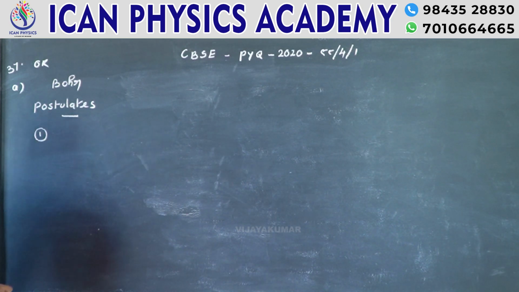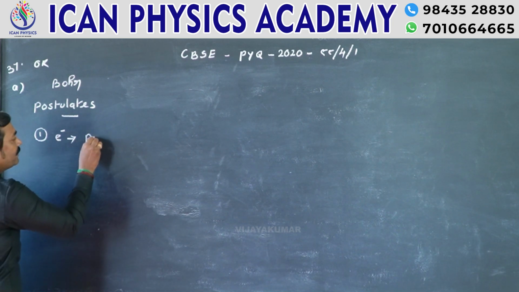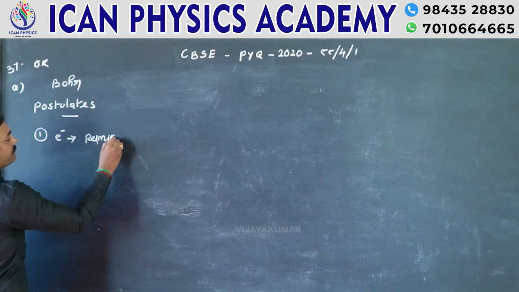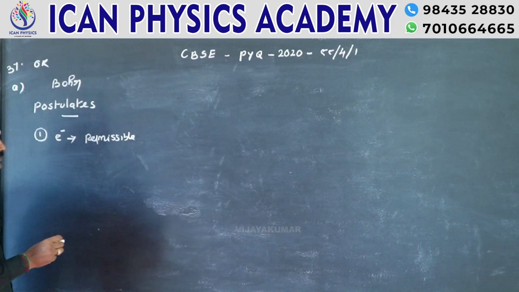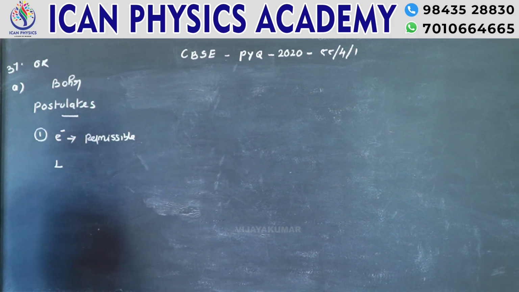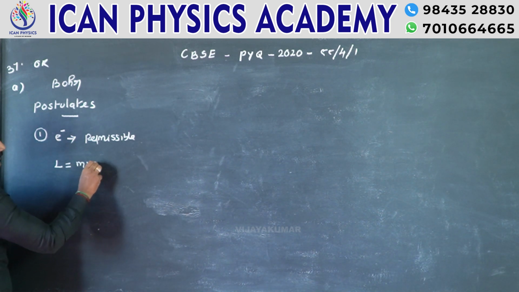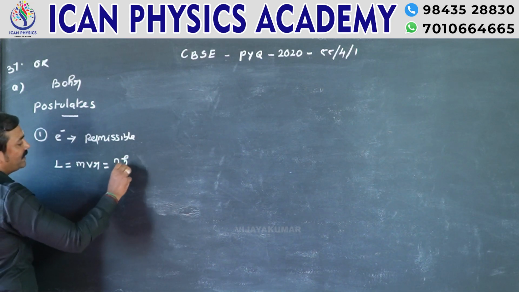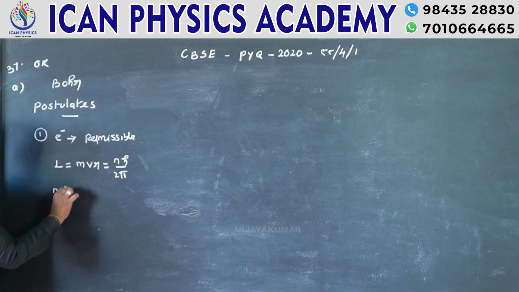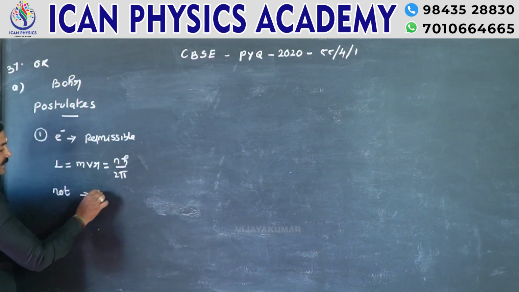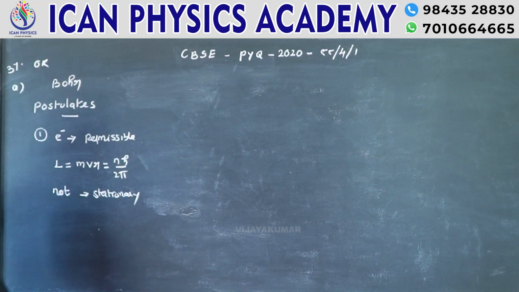The first one: the electrons are revolving only in permissible orbits. When the electrons are revolving in the permissible orbit, it possesses angular momentum. The angular momentum mvr is an integral multiple of nh by 2 pi. The electron does not radiate energy in a stationary orbit. This is the first postulate.